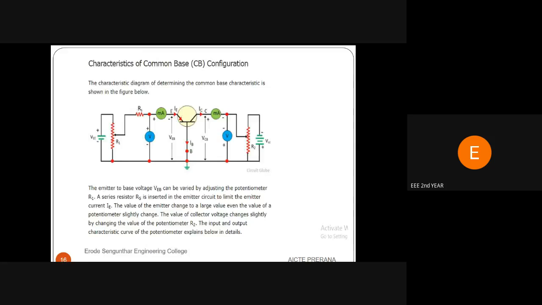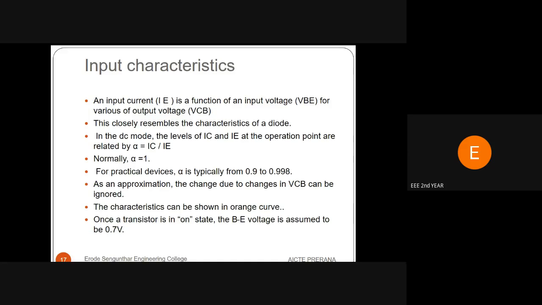Now let us see the input characteristics. The input characteristics relate the input current and input voltage for various values of output voltage. In this configuration, input current is emitter current, input voltage is emitter base voltage, output voltage is collector base voltage. This input characteristic of the transistor is similar to the forward characteristics of the diode. The input voltage is varied. The input current IE varies linearly after the cut-in voltage.